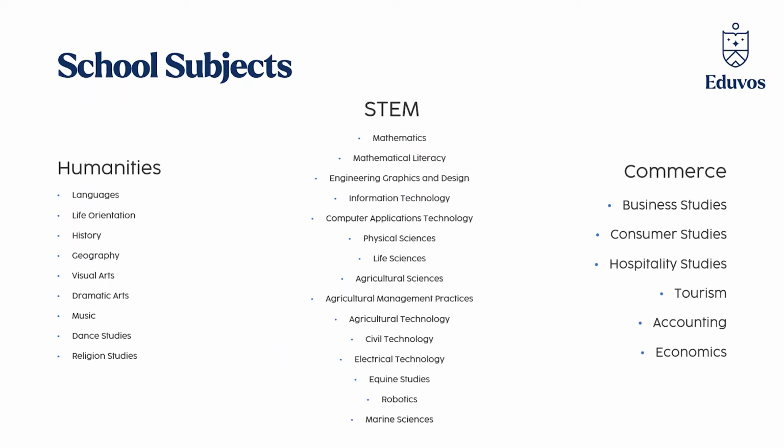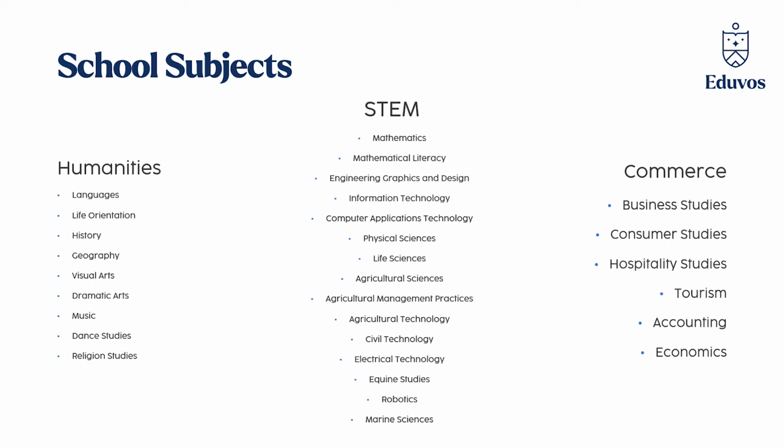Okay, and then your commerce subjects. Commerce are basically business, trade, things like that. So business studies, consumer studies, great. I think that consumer studies is one of those all-round subjects which teaches you how to be a functional adult because there's cooking involved, but there's also things like design and food and nutrition. It's a great subject. Hospitality, tourism, accounting, and economics.